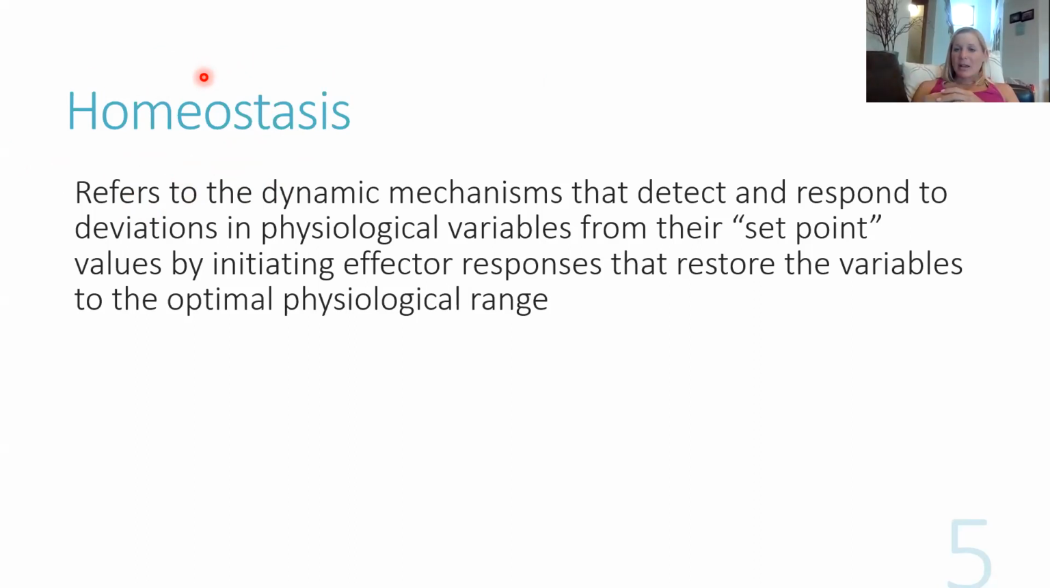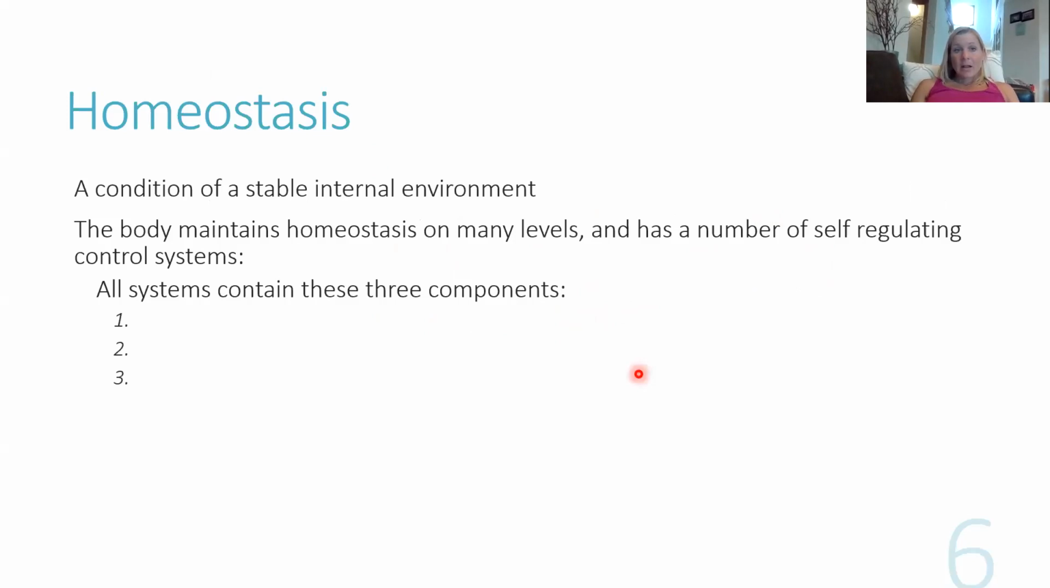The best example I can think of is a thermostat. I want to maintain temperature within a very small range, and that is known as my set point. If something happens to modify my temperature outside of that set point, I have several different effectors or responses that are going to allow me to elicit a change so that I can get back to that set point.